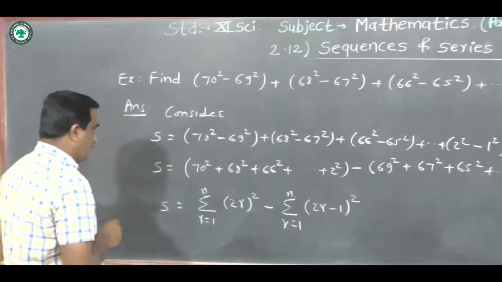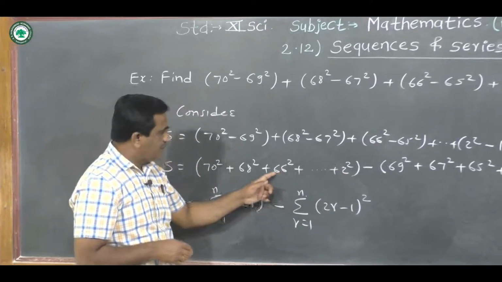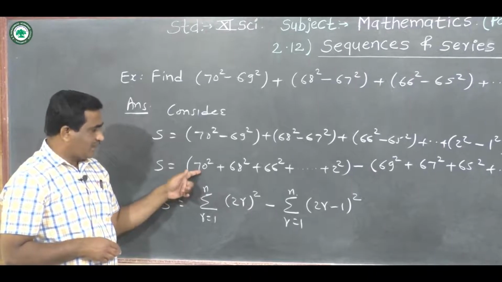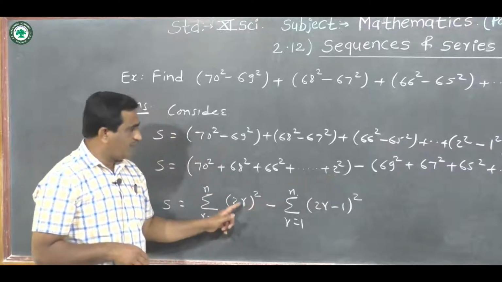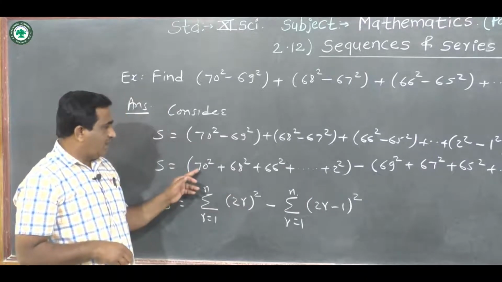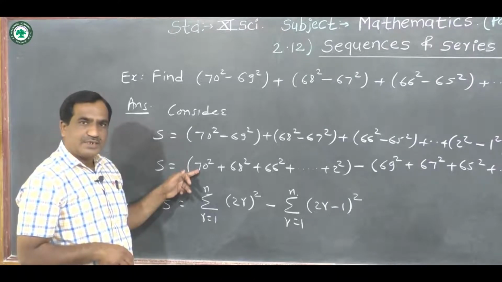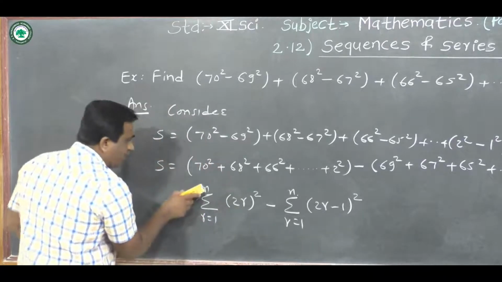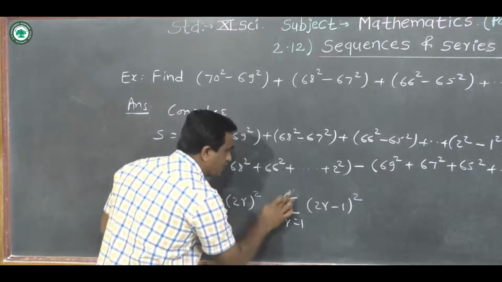Okay, but here 2 square, 66 square, 68 square, 70 square. The last term is 70. If we put r is equal to 1, then we get this term, 2 square. If we put r is equal to 2, then we get the second last term. And continuing in this way, we have to put here r is equal to 35. r is equal to 35 into 2, that is 70 square. Therefore, we can write here instead of n, 35, here also 35.